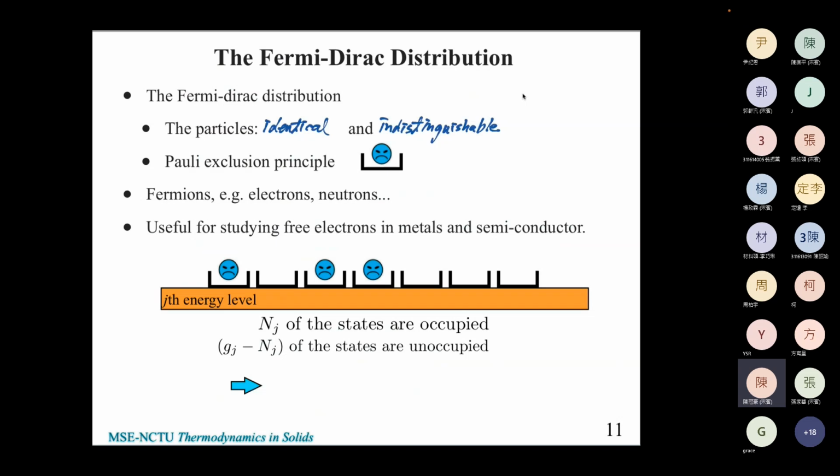Now we are talking about the Fermi-Dirac distribution. The Fermi-Dirac fermion has identical, indistinguishable particles, and also the Pauli exclusion principle. They won't share the same degeneracy with others. Fermions like electron, neutron are useful for studying free electrons in metal and semiconductor. Of course, the famous examples of fermion are electron and neutron, right?